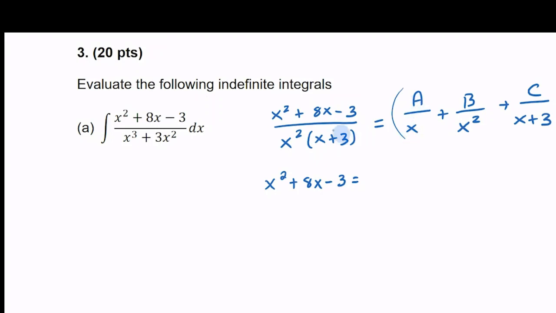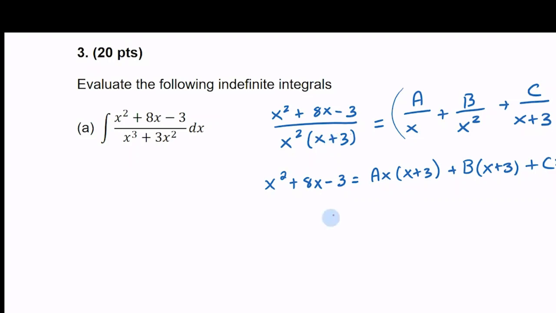So A over x times this term would be Ax times x plus 3. Then B over x squared times this term would be B times x plus 3, because the x squares would cancel out. This times this term would simply be Cx squared, because x plus 3 would cancel out.